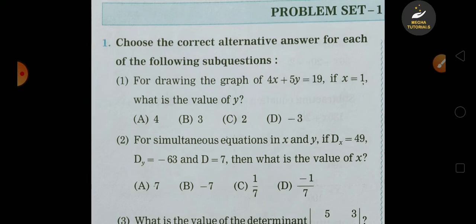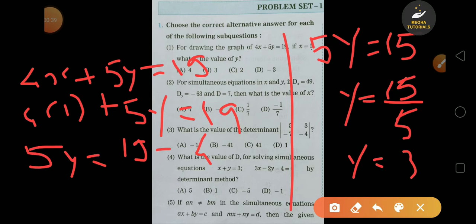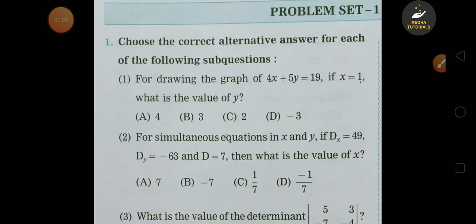So let's see the solution. The equation is 4x plus 5y is equal to 19, and the value of x is equal to 1. So 4 into 1 plus 5y is equal to 19, 4 ones are 4. After transposition you will get 5y is equal to 19 minus 4. 19 minus 4 is equal to 15. So we will get 5y is equal to 15. Then y is equal to 15 upon 5, and y is equal to 3. So the correct option is B.